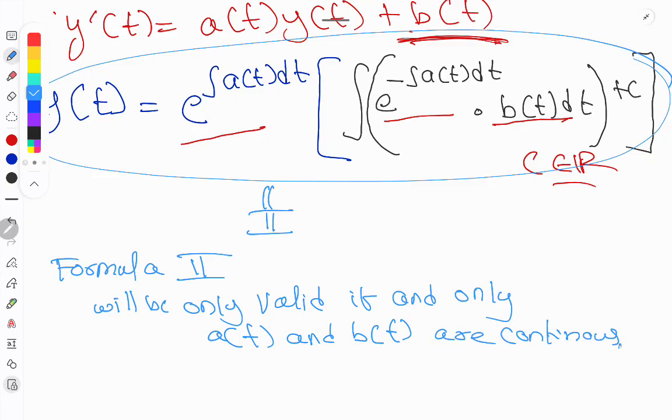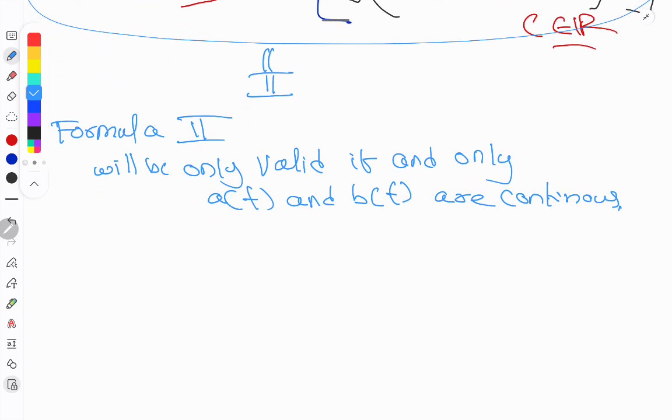Do you know what is the meaning of continuous? If you have a function and you can draw the graph of the function without lifting the pen, it is continuous. There are no gaps, no holes, so that is a continuous function. You will see how we check whether a function is continuous or not. We also have to check whether a function is differentiable or not. You will study these things when I cover the first question. But now, your a(t) and b(t) must be continuous.